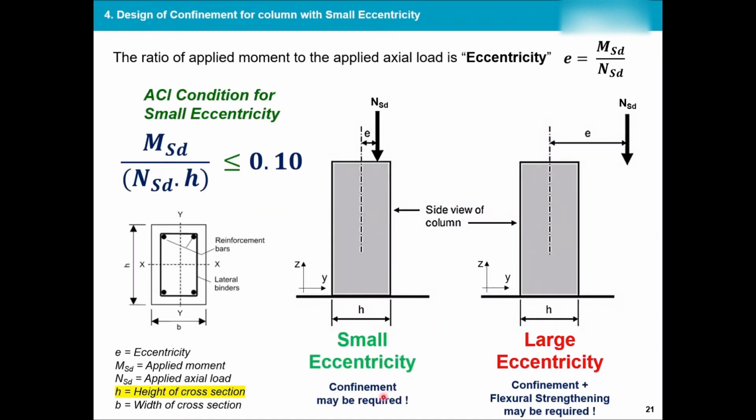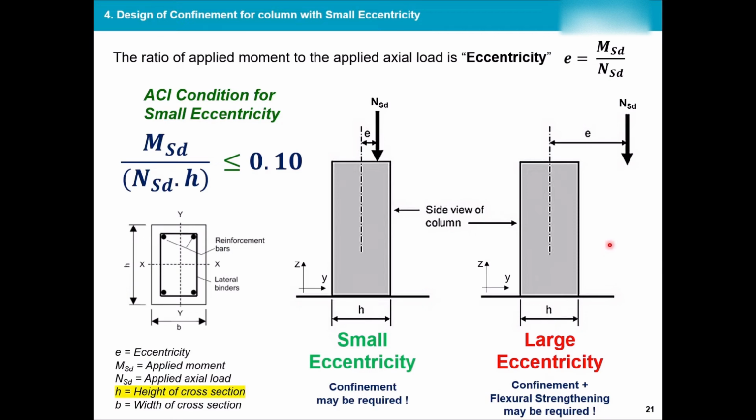So small eccentricity, the actual force is very close to the centroid of our column, although there might be some eccentricity, but it's very close to it. Large eccentricity when the actual force is away. In this case, due to this distance and due to this eccentricity, if you remember, actual force times its perpendicular distance will cause a moment in our section. This moment will be a flexural input to our column and can cause it a flexural failure.